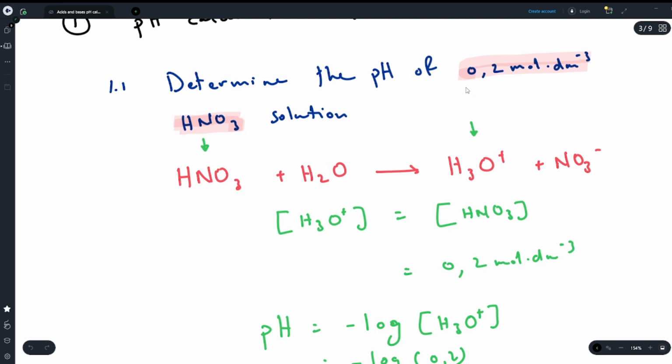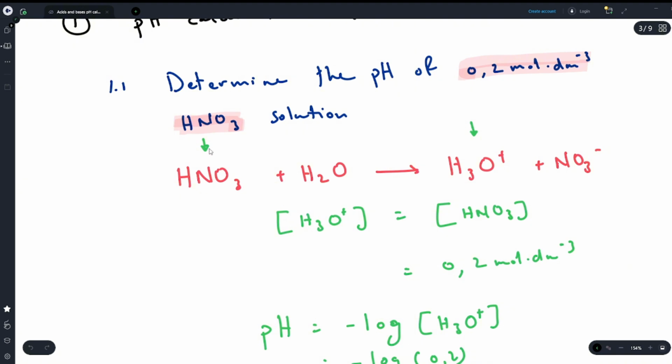Determine the pH of 0.2 mole per decimeter cubed HNO3 solution. So let's do this. Right? We're going to be writing down the hydrolysis equation because we need a balanced chemical equation to work with. So HNO3, write down its hydrolysis equation. HNO3 plus H2O forms H3O plus and NO3 minus.